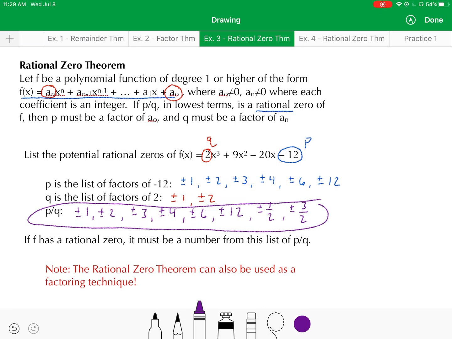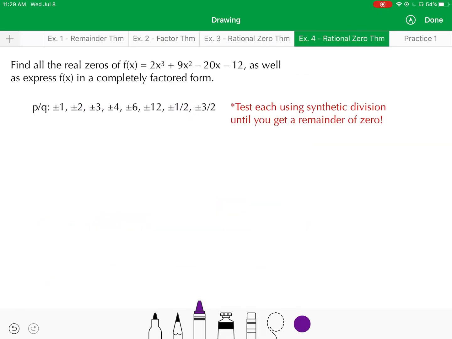Okay. All right, so now let's take it a step further and let's actually find which zeros do in fact work from this list. Okay, so notice I have the exact same function for f of x again. I want to find all the real zeros of the function, as well as use those to express the function in its completely factored form. Okay, so you can see I have my list of p over q values listed out as well. And basically, we're just going to test these by way of the factor theorem in order to see which ones would in fact be zeros of the function.